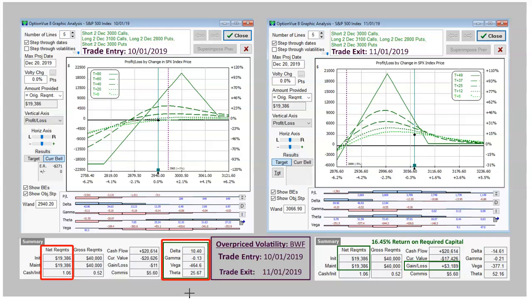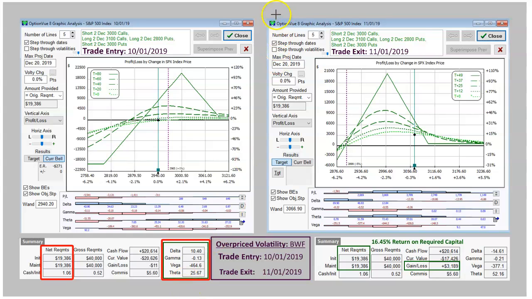Again, what you're seeing here is our ability to target trades to exploit specific anomalies that exist in the term structure of volatilities. So that's the trade entry, about a $20,000 trade. We're expecting a lower than expected level of realized volatility, a potential decline in implied volatility, which is the reason for the negative vega, negative gamma, and positive theta position.